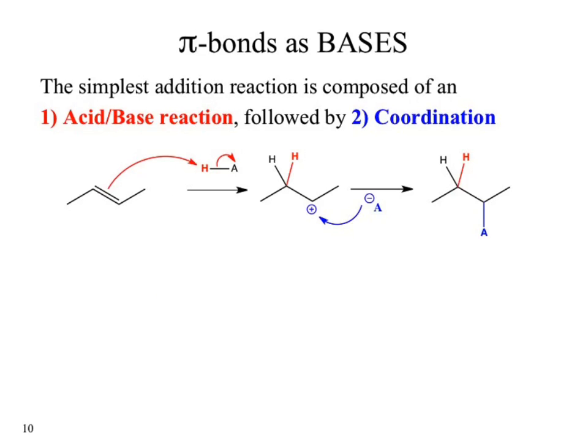So if we look at our basic mechanistic steps for our pi bonds acting as bases, the pi bond shares its electrons with the hydrogen. That breaks A off. A comes in at a second step to coordinate. So we're running an acid-base step followed by a coordination. Why might we predict that to happen in two steps? What would A likely be? Let's come up with some possible A's.